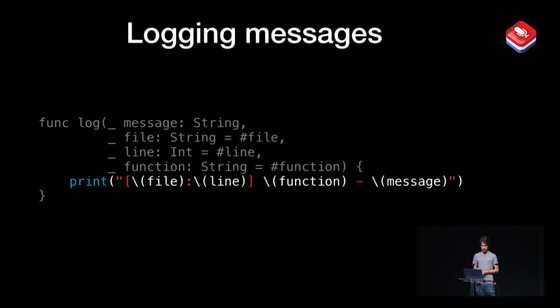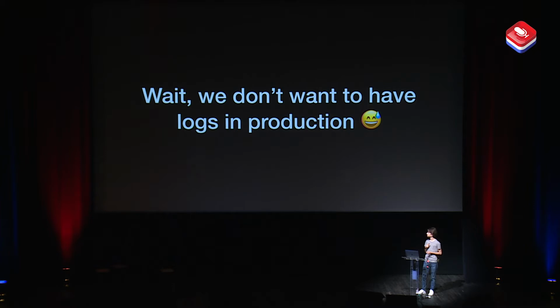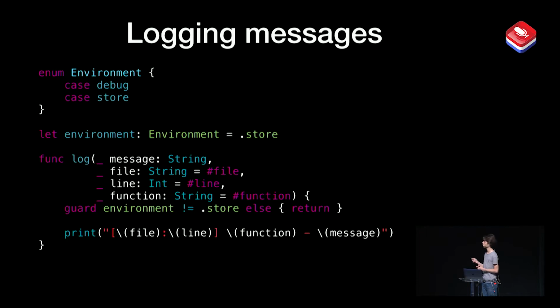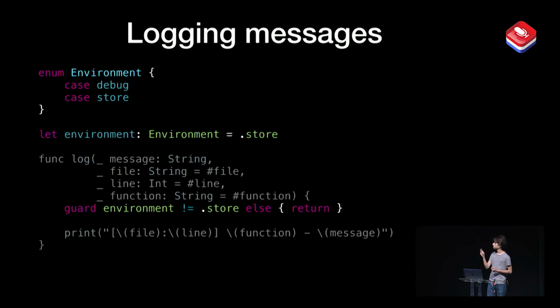So nothing fancy here. But if we implement this and we start using it in our app, we're going to find an issue. We don't want to have logs in production. So we need to deal with this in our logging function. No problem. We're going to create an enum to deal with the several environments. We have debug and production, so it's the App Store. We're going to have somewhere in our app a constant that's going to tell us what the current environment is. And then inside the function, we're going to make a little modification. We're going to add a guard to make sure that when the environment is the store, we're just doing nothing. We're not logging to the console.